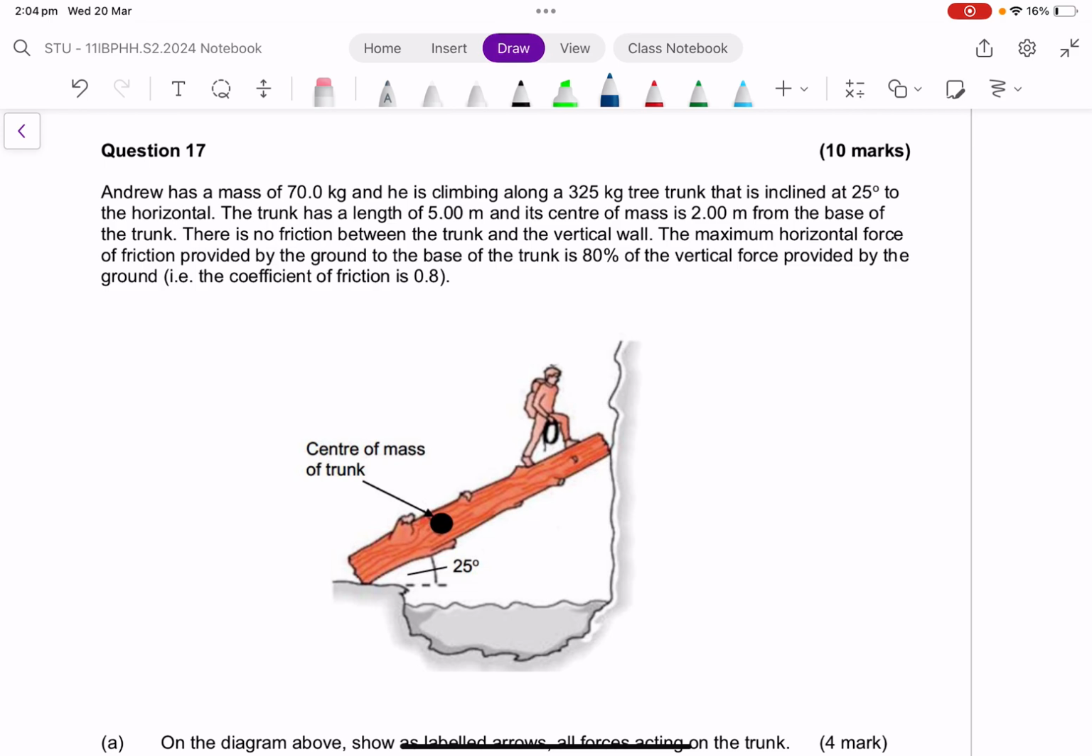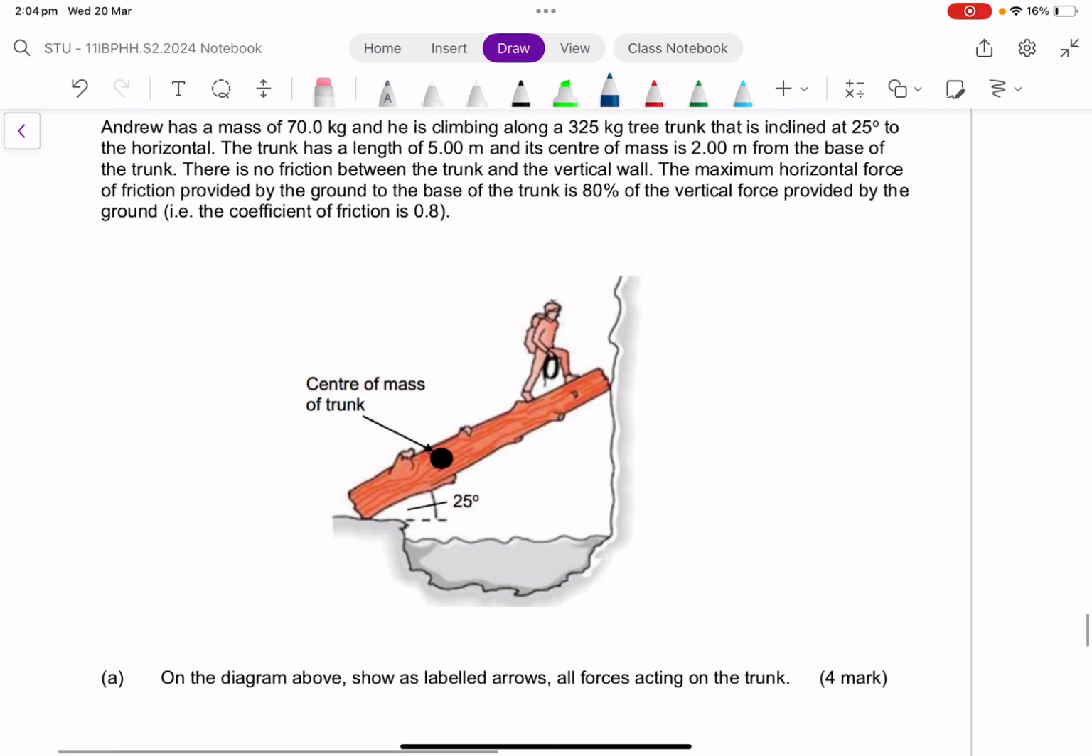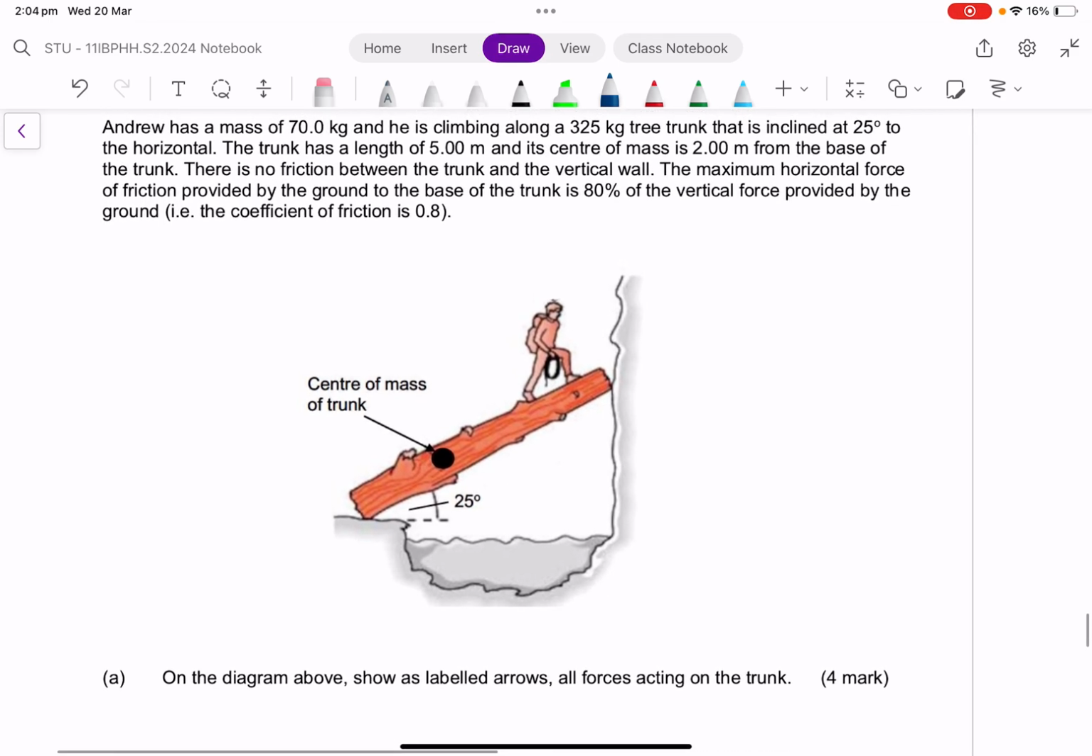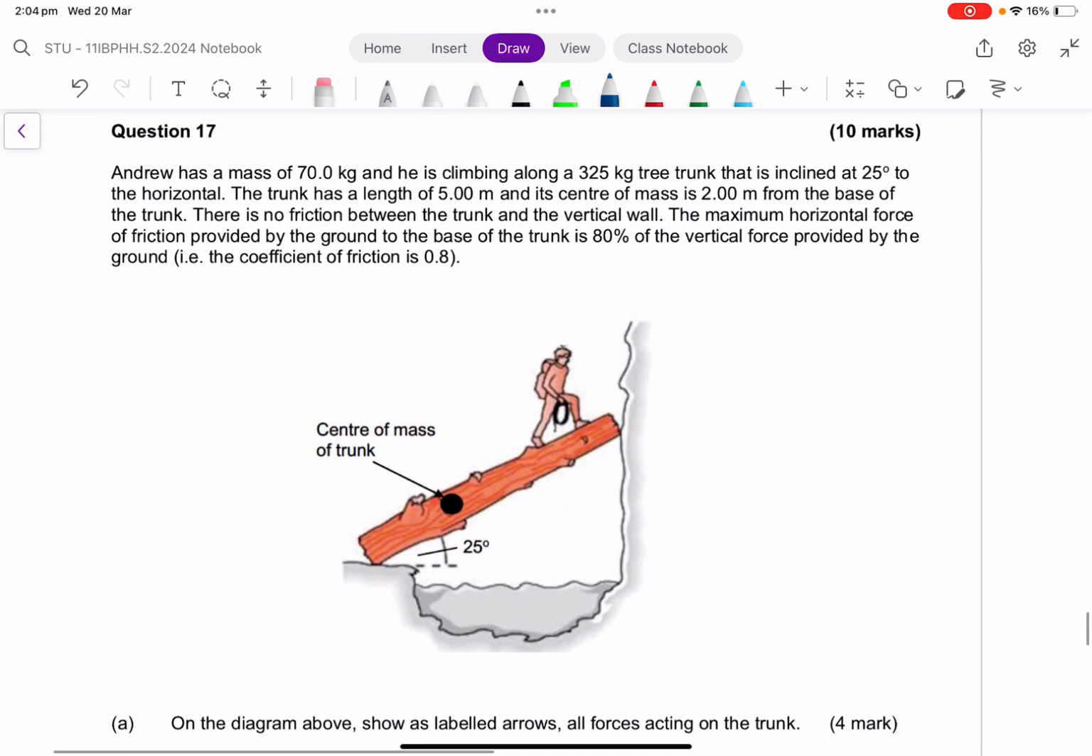Okay, welcome to question 17. Rightio, this is a ladder leaning against the wall, that's all it is. I know it's not a ladder, it's a log, but it's the same thing, because I told you it's a smooth wall, alright? Frictionless, so let's have a look at highlighting numbers, alright?